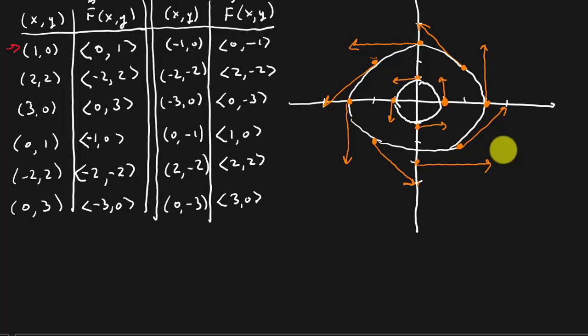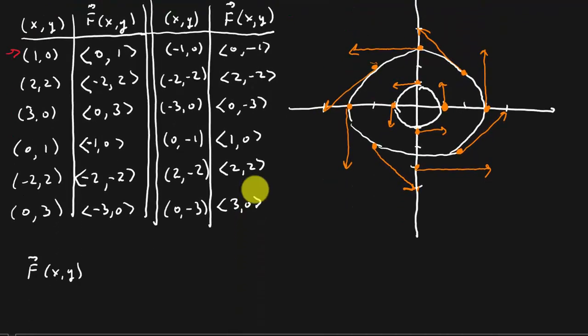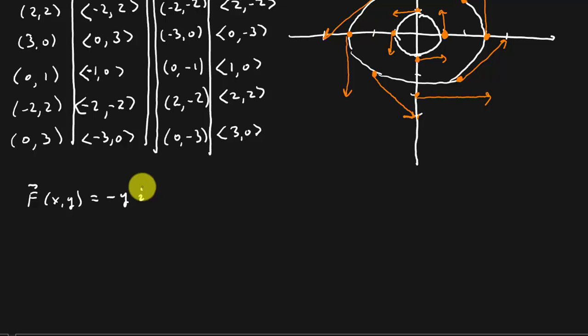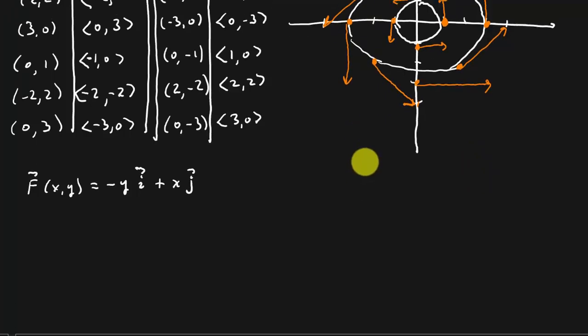So let me just rewrite the function down, because I want to show you something else here. So we've got our vector function f of x, y is equal to negative y i plus x j. Okay. All right. So like I said, you can see that the vectors are tangent to the circle. So we can confirm this by taking the dot product of the position vector.